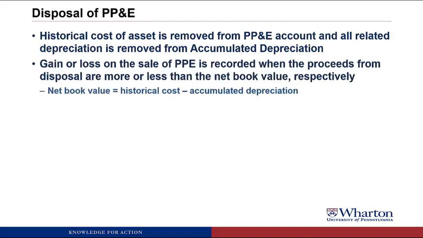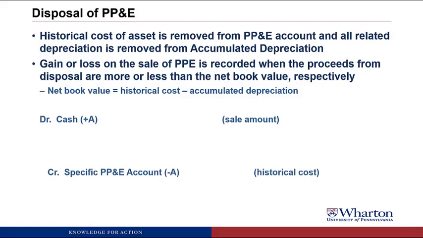A gain or loss on the sale of PP&E will be recorded when the proceeds from the disposal are more or less than the net book value, respectively, where net book value is the difference between historical cost and accumulated depreciation. So the journal entry is going to look like this. We're going to debit cash for the sale amount, the cash that we received from selling the PP&E. We'll credit the specific property, plant, and equipment account where we pull out that entire historical cost. We will debit accumulated depreciation so we can pull out the full balance of the depreciation on the piece of equipment.